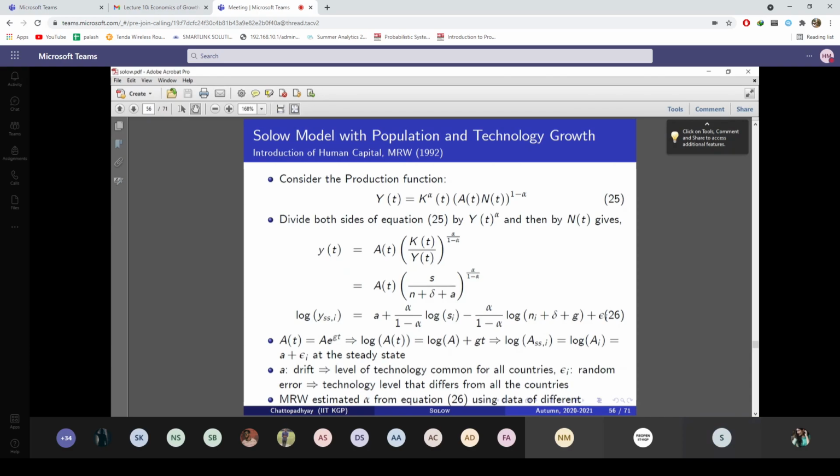So now from the production function, you get per capita output y_t equals A_t, which is the total factor productivity, multiplied by s divided by n plus delta plus g, whole to the power alpha by 1 minus alpha. This equation. Everybody got it?